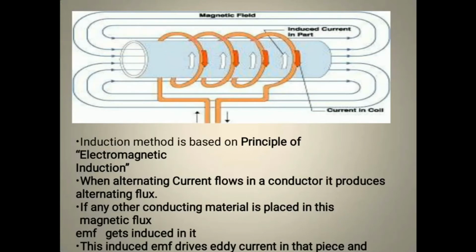So in this figure we can see that the supply current is given to the coil, and the magnetic field is generated, and in that field we put a conductor or a solenoid, so induced current passes through it.